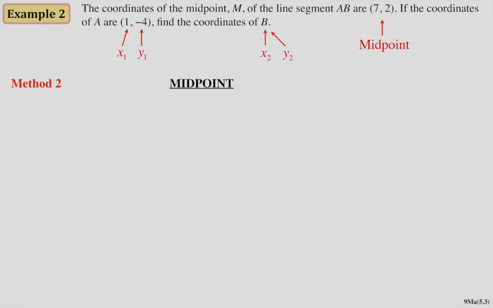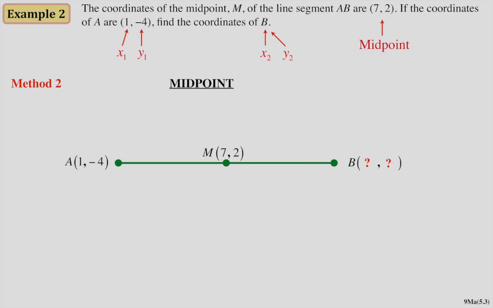Now, method 2 I think is easier, and it's just draw a sketch. I just draw a horizontal line, and then I put what I know. I say, look, the middle point is 7, 2. One of the endpoints is 1, negative 4. The other endpoint, I don't know. Now, I'm not worried that it's a straight line. I mean, technically it goes like this. We drew it before, but that's irrelevant.